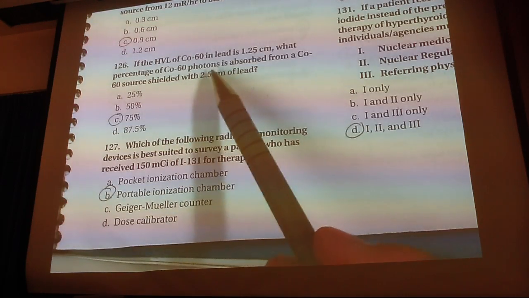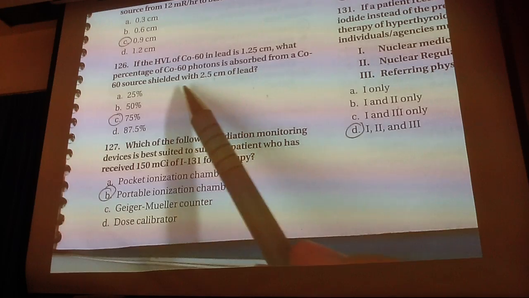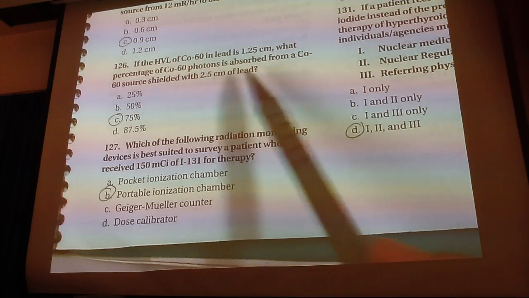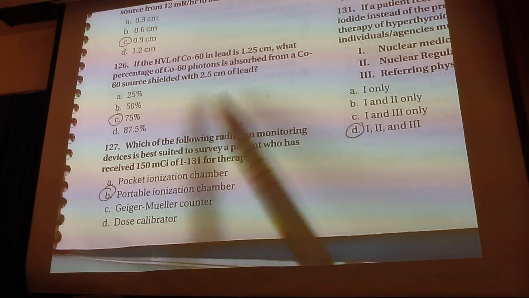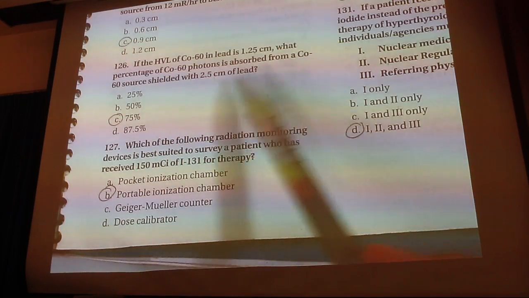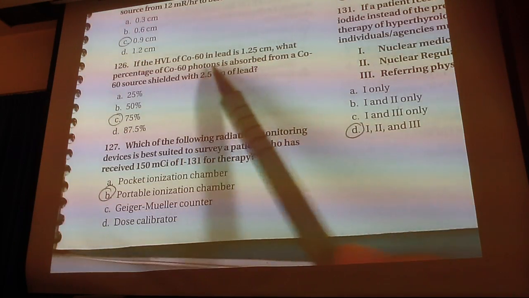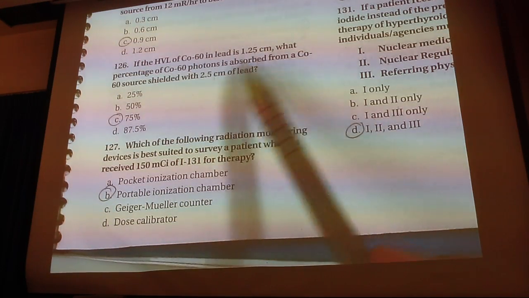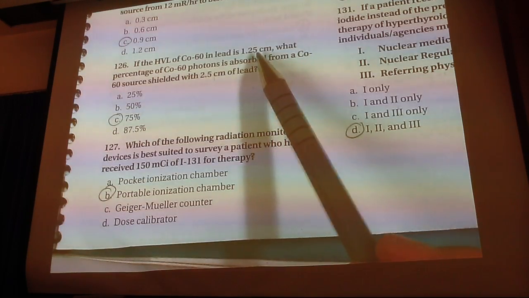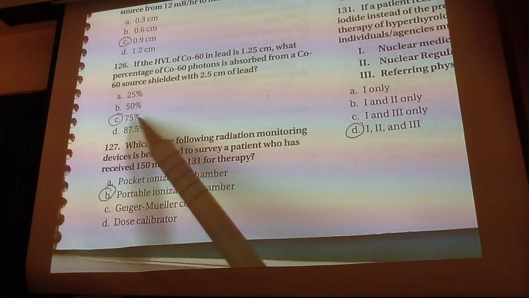Okay, then the next thing, over here: half value layer is 1.25 centimeters of lead. What percentage of photons would be absorbed if you have 2.5 centimeters of lead? Well, you have 50%, and then what's half of 50%? 25. So that's where the 75% comes in.